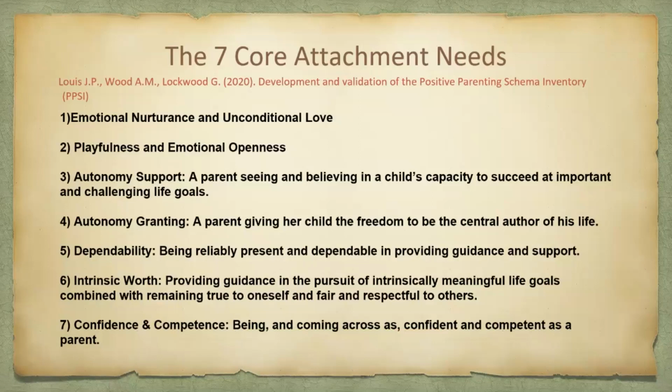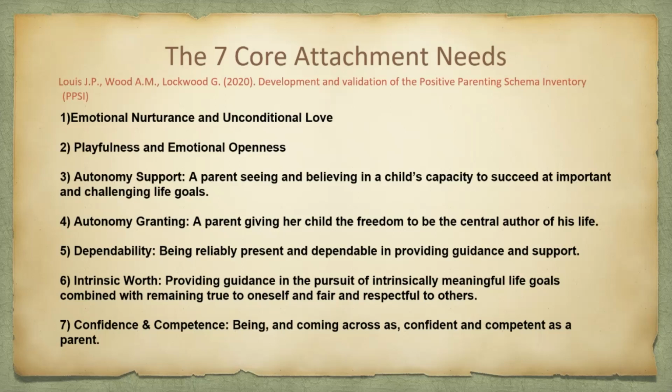Dependability, being reliably present and dependable in providing guidance and support. Intrinsic worth, providing guidance in the pursuit of intrinsically meaningful life goals combined with remaining true to oneself and fair and respectful to others. And number 7, confidence and competence, being and coming across as competent as a parent. So these are the dimensions that emerged out of all the items we developed, assessing what good things parents do to develop early adaptive schemas.